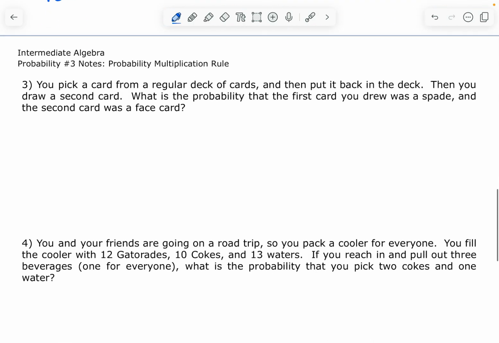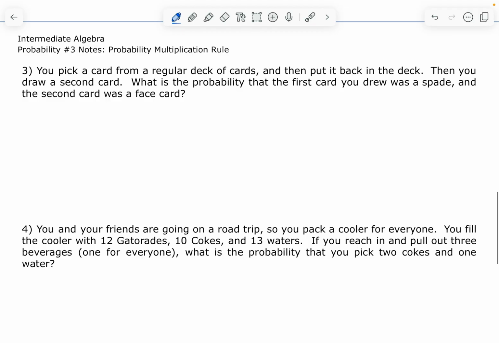All right, a couple left. I know this is a hard topic, so hang with me. Okay. You pick a card from a regular deck of cards, and then you put it back in the deck. Then you draw a second card. What's the probability the first card you drew is a spade and the second card was a face card?